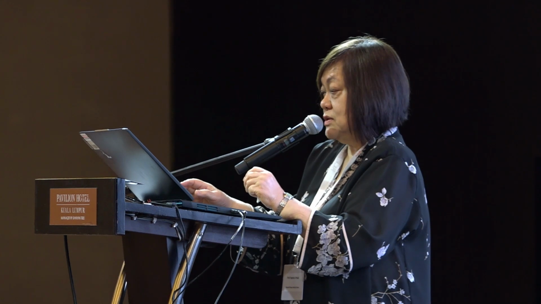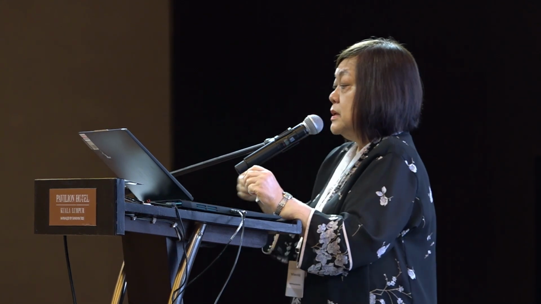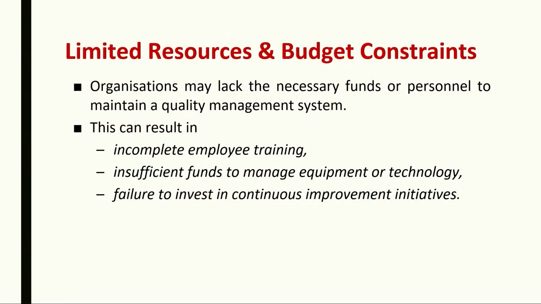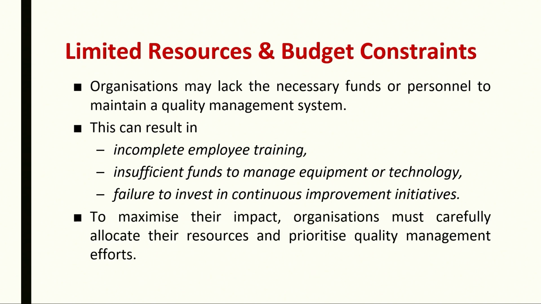And of course, ultimately, the failure to invest in continuous improvement initiatives. It's nice to say this, what we need to do about it, but it's another matter to implement it. But I need to say this. In other words, to maximize their impact, the organization needs to carefully allocate resources, if they can, and prioritize quality management efforts.